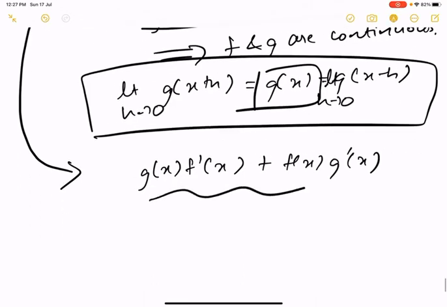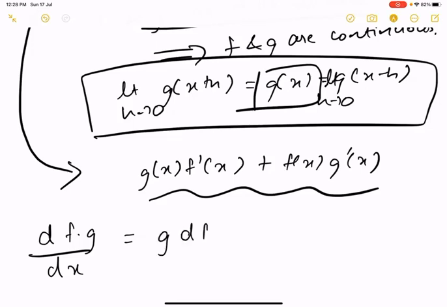But what is this? This you can scroll up and check. This is nothing but differentiation of multiplication of function. So this, I can rearrange as g df dx plus f dg dx. That is the proof. So now if you want, you can try to prove the first two rules, that is addition of function and subtraction of function.